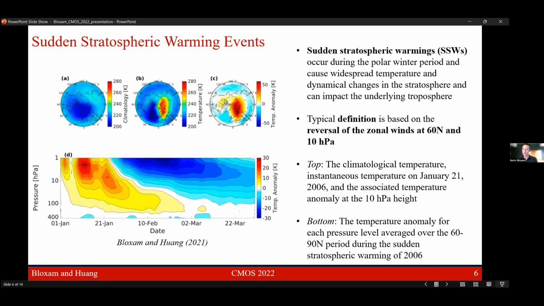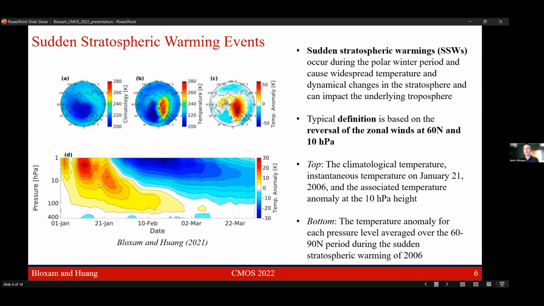I won't go into too much detail about them, but let's think about the impact of sudden stratospheric warmings. So this is the SSW of 2006, looking at the 10 hectopascal layer. You can see that you have this large swath of warm air being injected into the stratosphere, where temperature anomalies are approaching 50 Kelvin above normal. So we see that temperature anomalies are definitely a factor.